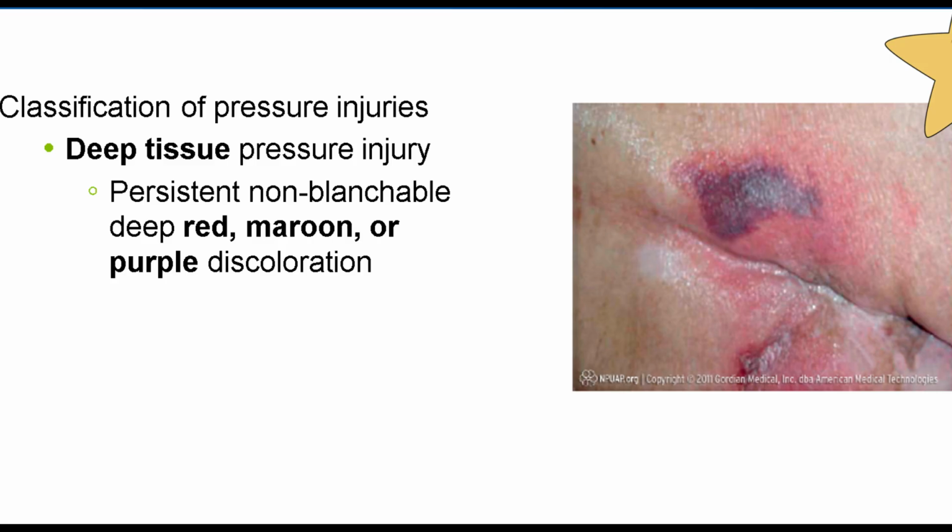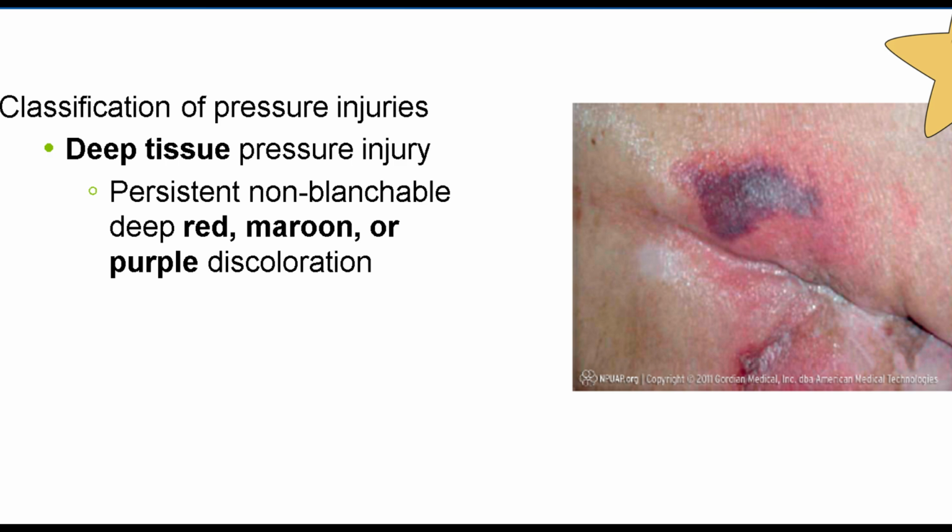Healing and staging rules. A pressure injury never heals backward through the stages. For example, a stage 4 injury does not become stage 3, stage 2, or stage 1 as it heals. Instead, it is documented as a healed stage 4. The tissue will never return to its original strength or structure.